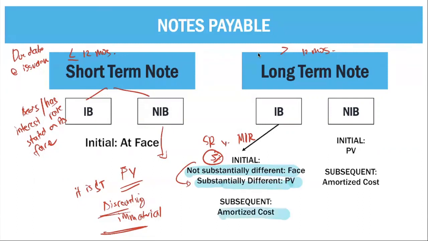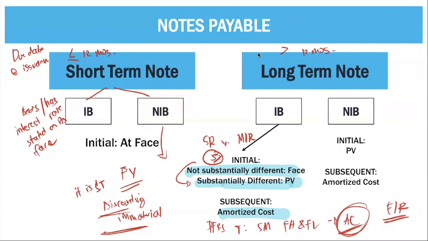Subsequently, amortized cost. Guys, remember this one. Under PFRS 9, the subsequent measurement of your financial assets and financial liabilities generally is amortized cost. Therefore, if the problem is silent, always use amortized cost, so use the effective interest method. You will only make use of the straight line method once the problem tells you to use the straight line method. So the general rule is to always use amortized cost using the effective interest method.